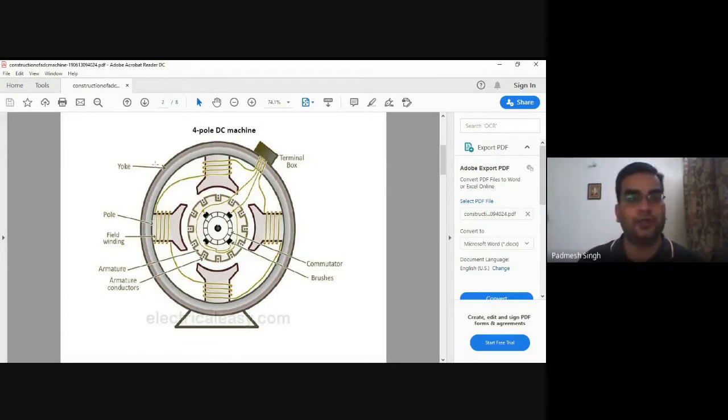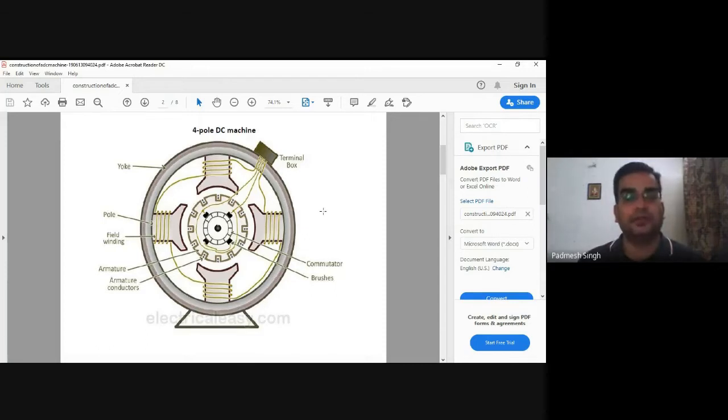Here, the outer portion is generally known as a stator, and it is called stator because it doesn't rotate. It is stationary. While the inner part of the machine is called rotor because it rotates. So you can see the cursor. The area where I'm rotating this cursor consists of your rotor portion, and the outer portion of the diagram consists of stator.